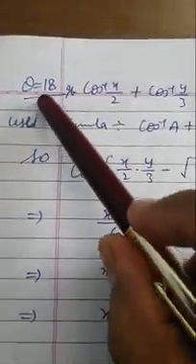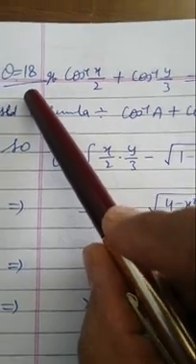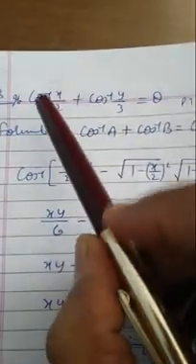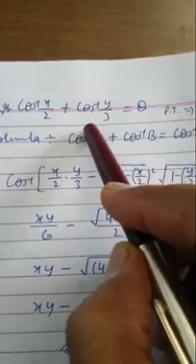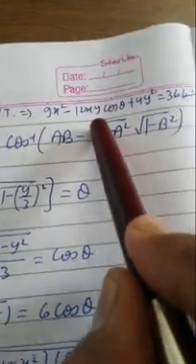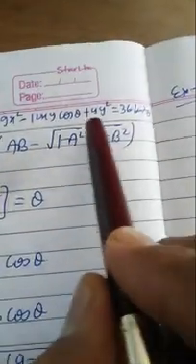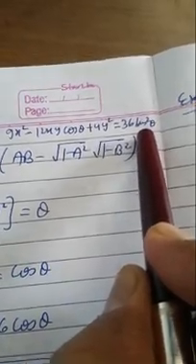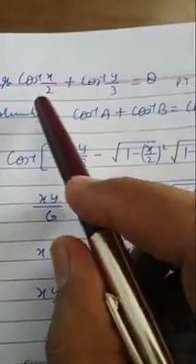Now you move on to question number 18. It is a very important question for your exam. And the question is, if cos inverse x upon 2 plus cos inverse y upon 3 is equal to theta, then prove that 9x square minus 12xy cos theta plus 4y square is equal to 36 sin square theta. Okay, now it is very simple.